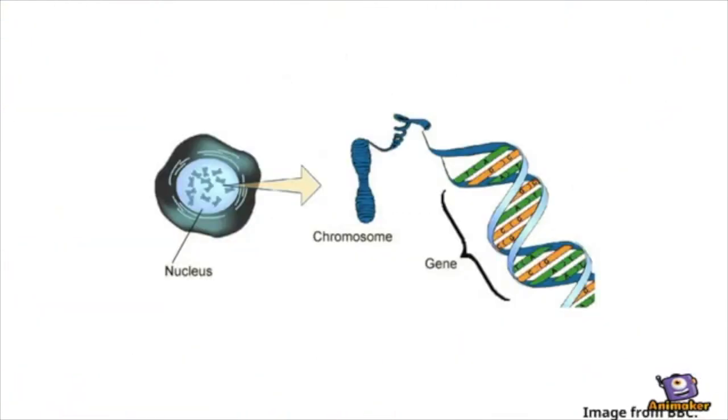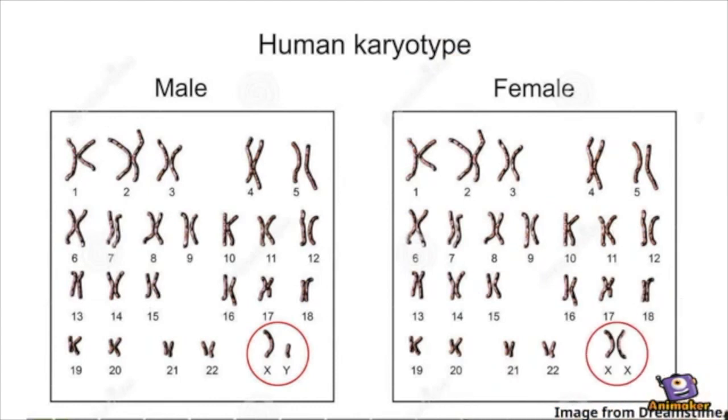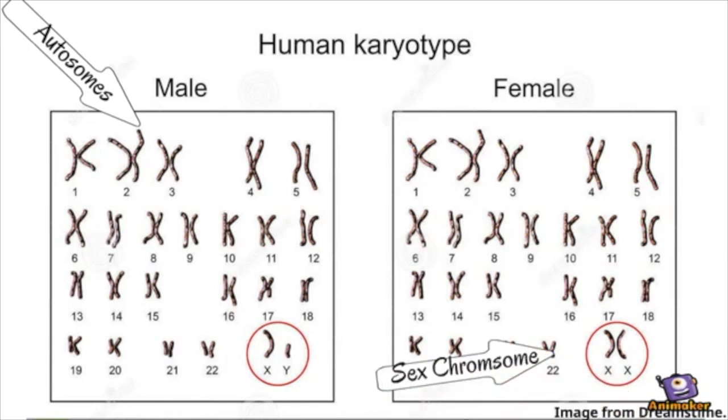Each of your cells has a nucleus, which contains your genetic information packaged into 46 thread-like structures called chromosomes. The first 22 pairs of chromosomes are called autosomes, and they're the same in both males and females. But the sex chromosomes are different, depending on if you're a boy or a girl. Boys have one X and one Y, while girls have two X's.